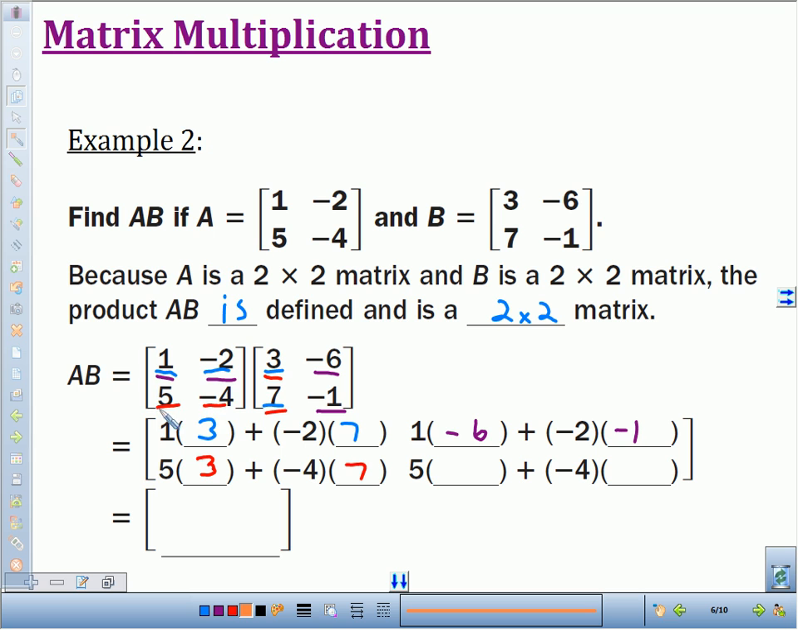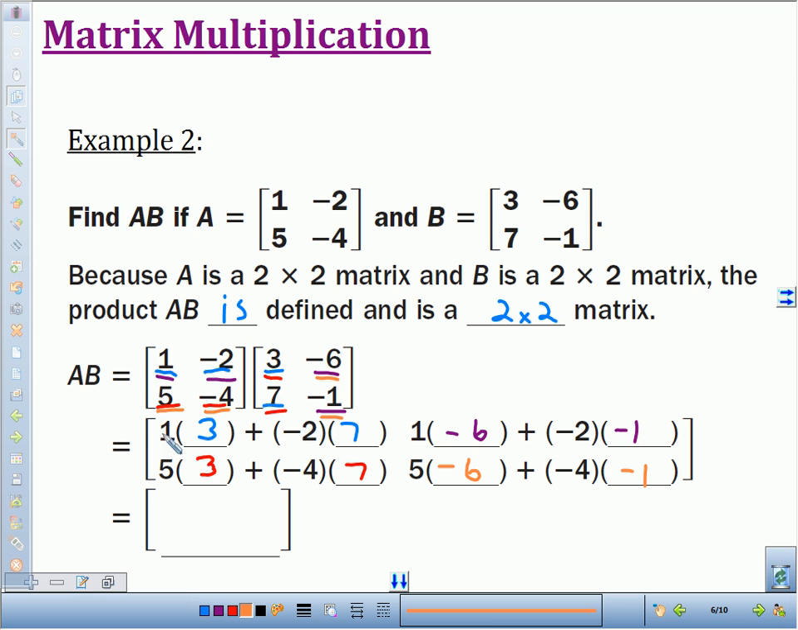And last but not least, the first element in the second row by the first element in the second column gives us 5 times negative 6. Second element in the second row by second element in the second column gives us negative 4 times negative 1. Now, if we look really carefully, we should be able to see a pattern forming in our matrix.